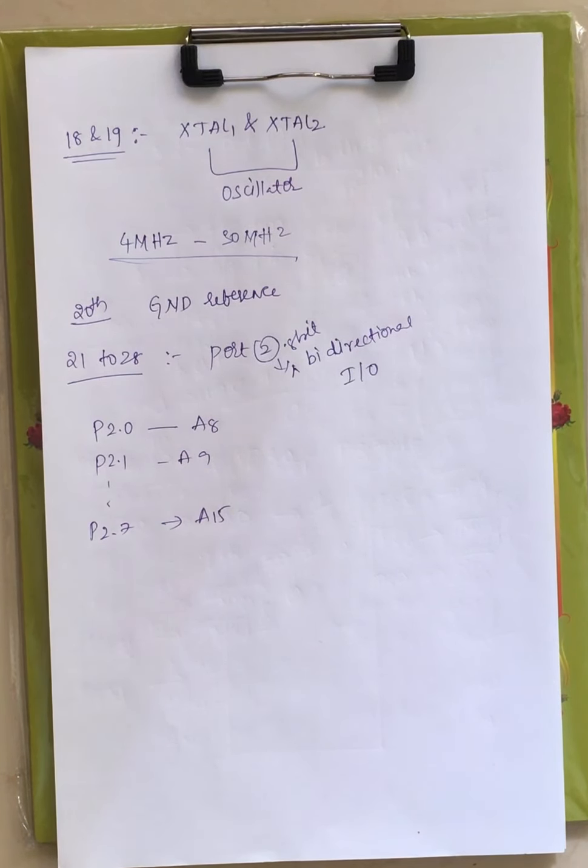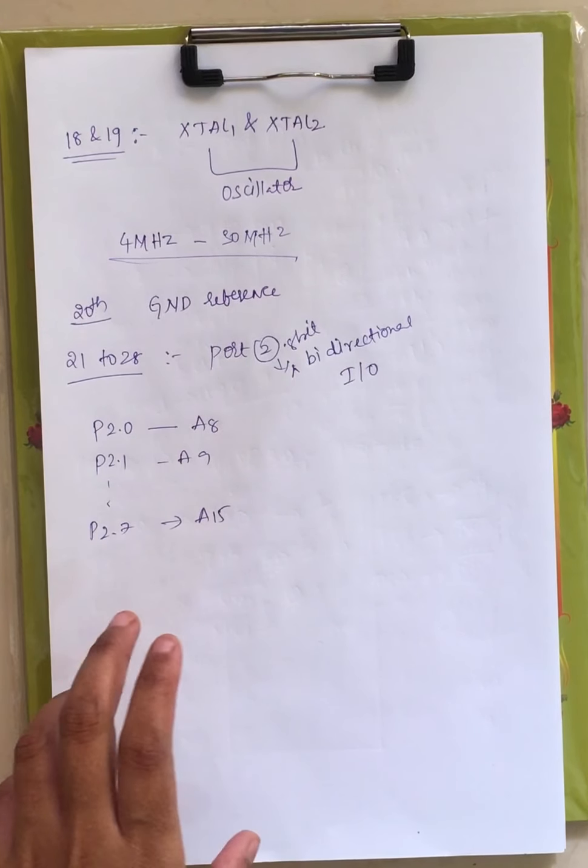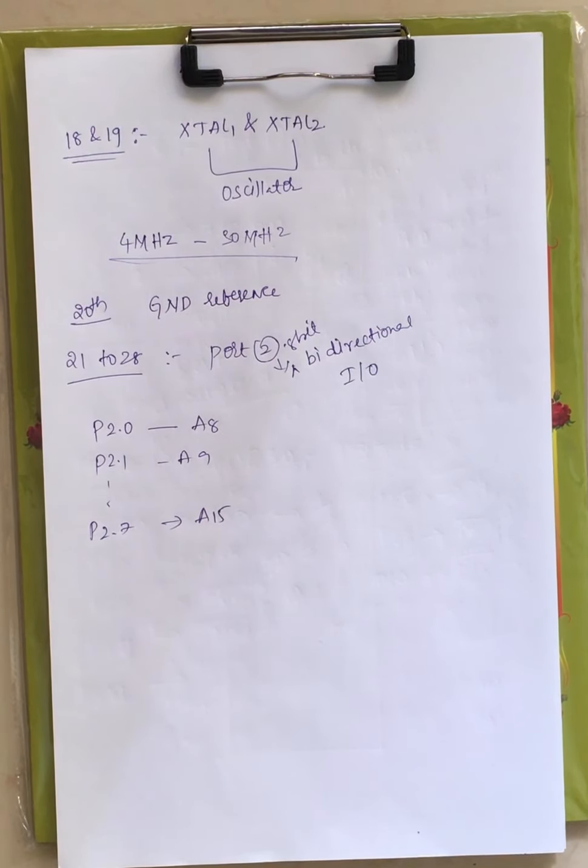Now these are port 2 pins. It will serve as an IO function. It is an 8-bit bidirectional IO port. You can provide the input or you can collect the output. In addition to the IO function, higher order address bus signals are multiplexed over this port, right? Now this is about pins 21 to 28.